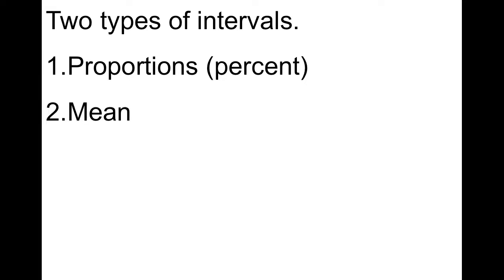The other is the mean, or average. We're looking at what is the average amount. The important thing to think about here is one is categorical data, one is quantitative data. Proportions is categorical. It's going to be yes or no questions, or do you fall into this category that we're looking at. For the mean, this is numerical, quantitative.